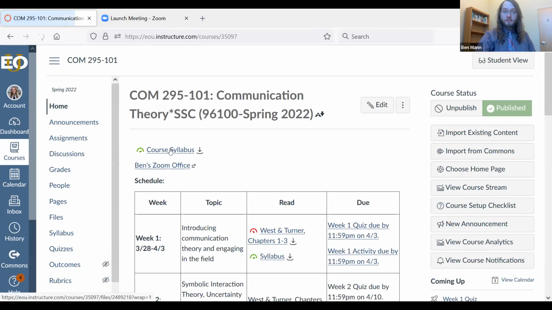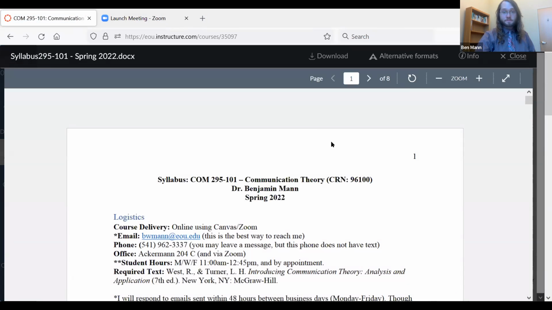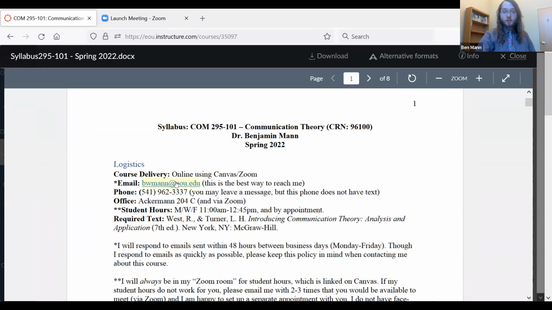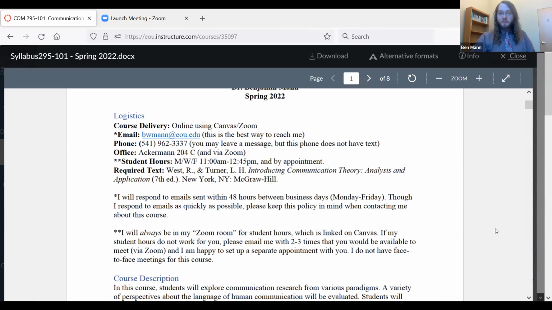So if you go here to the front page, you can access the course syllabus. You'll notice that my email is listed right here, so it's easy for you to email me if you need to get in touch. I do have an office phone, so you can call the office number if you need to. My office hours are Monday, Wednesday, Friday from 11 a.m. to 12:45 p.m. I have a Zoom room that's listed on the front page of Canvas, and you're welcome to drop into that room at any time. You can also schedule a meeting with me if you want to talk about your grade or work through an assignment. I'll have that available through Zoom as well.